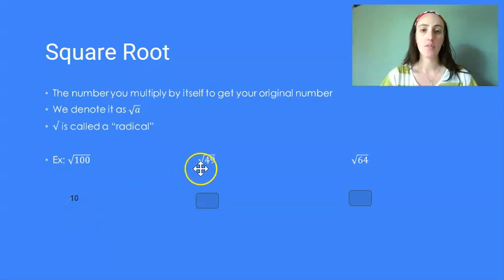Another example, square root of 49. In other words, what number do I times by itself that equals 49? Well, I know that 7 times 7 equals 49. So the square root of 49 is 7.